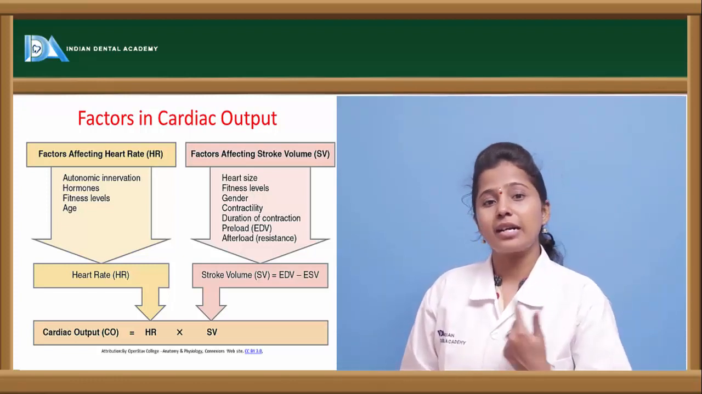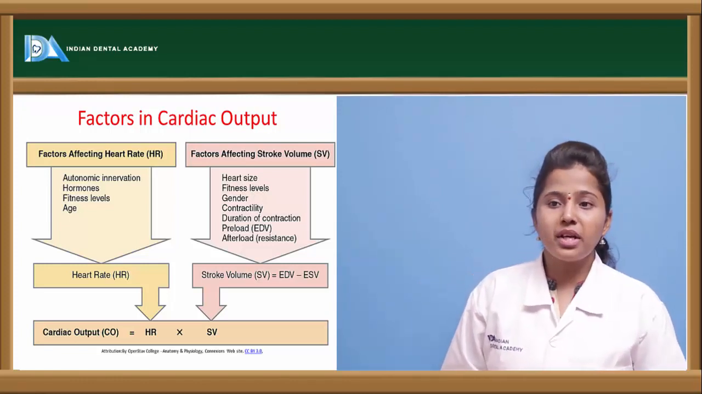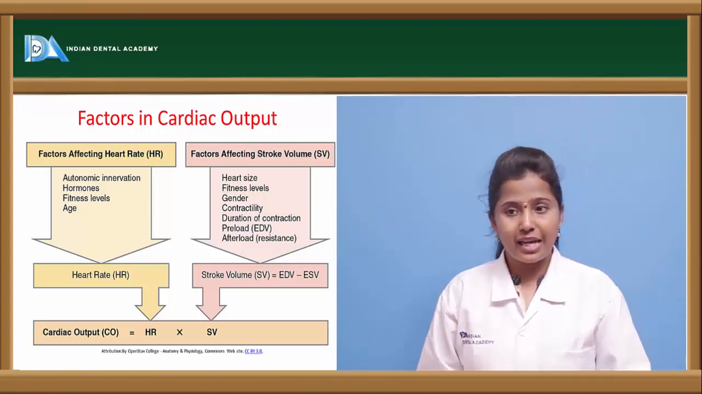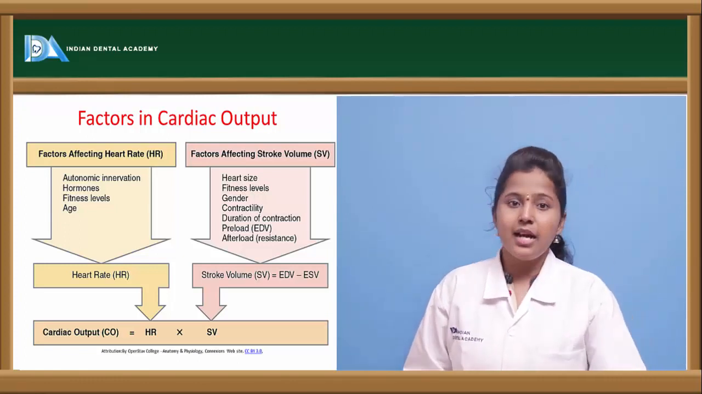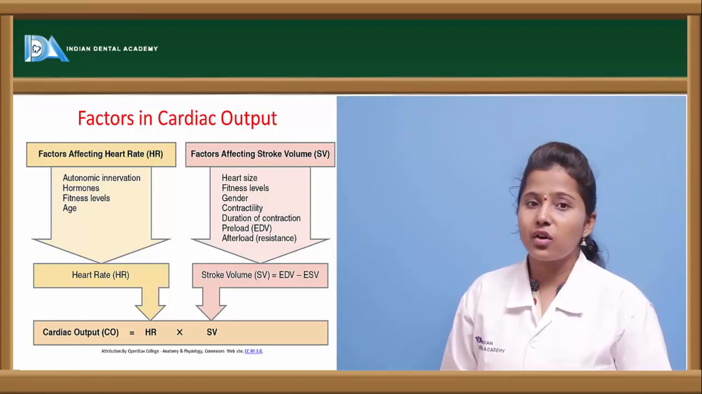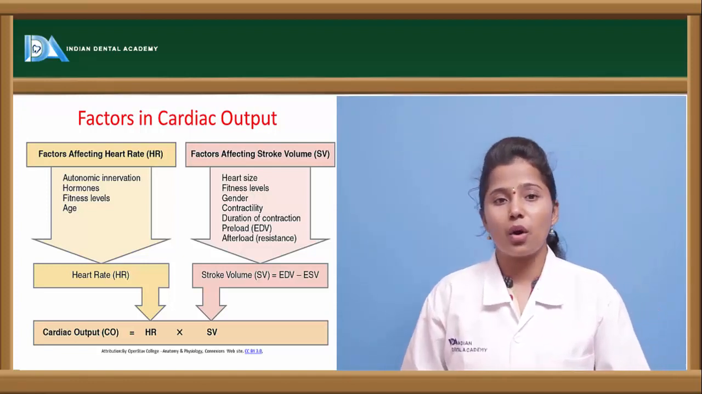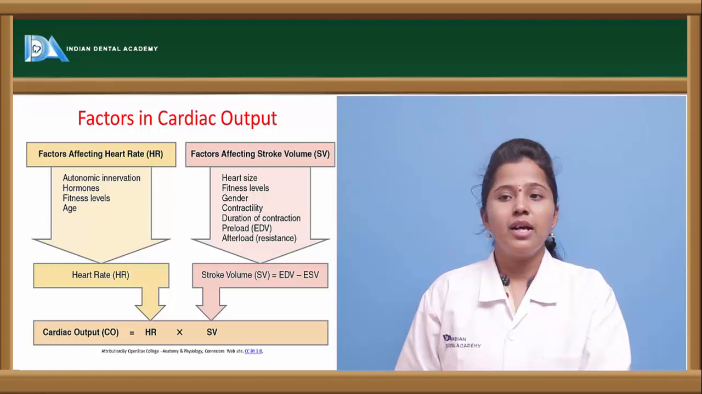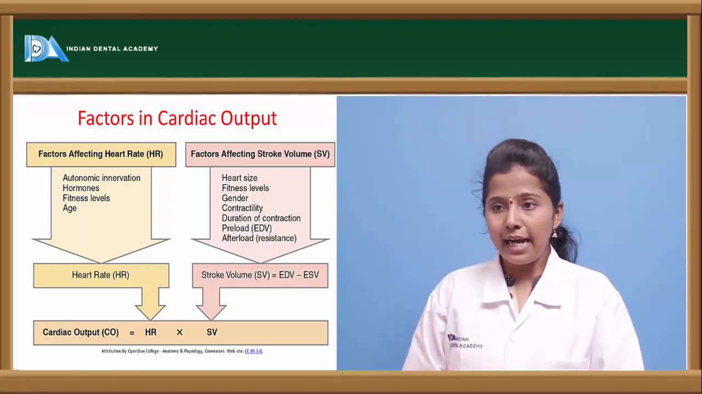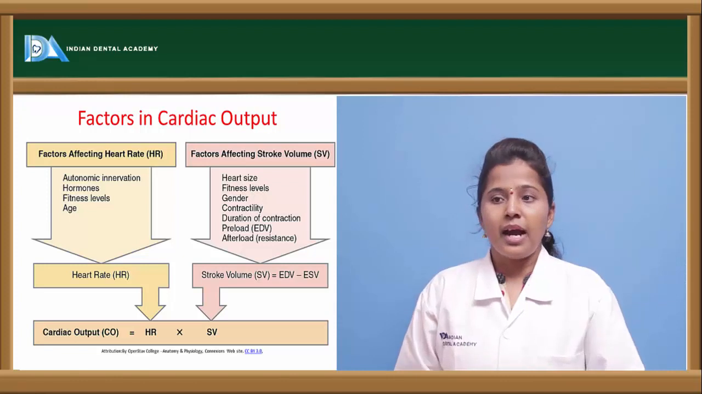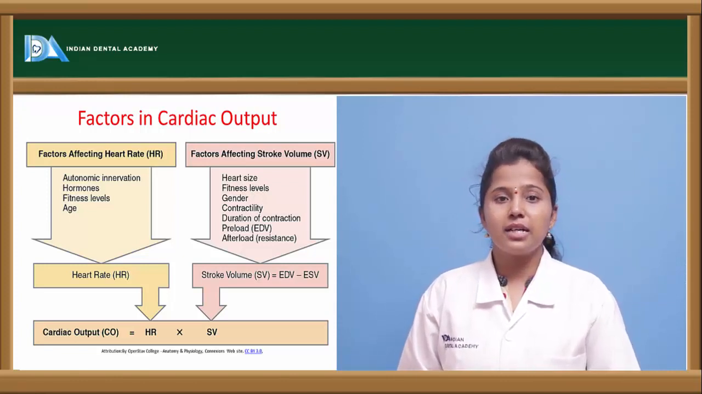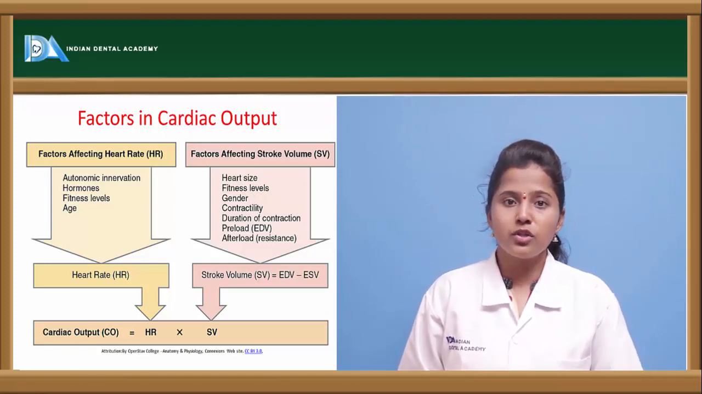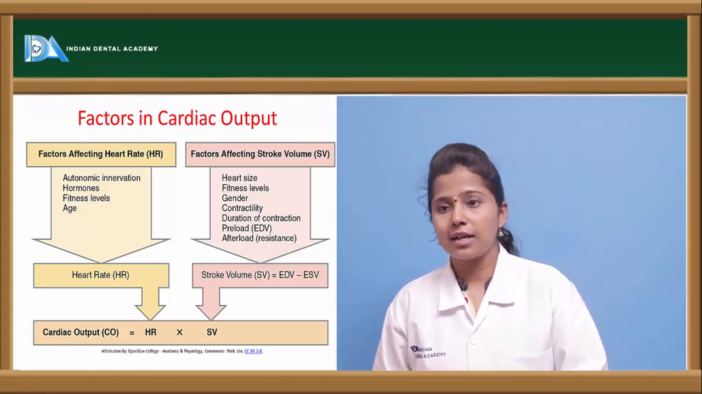So let us see the factors affecting heart rate. One is autonomic innervation, the others are hormones, fitness levels and age. As age increases, heart rate will decrease, and when we are not fit, the heart will not beat in a proper manner. And hormones: if there is any disturbance in the normal hormone level, there will be an increase or decrease in the heart rate. And factors affecting stroke volume: heart size, because how much blood is exerted out of the heart is determined by the heart size.